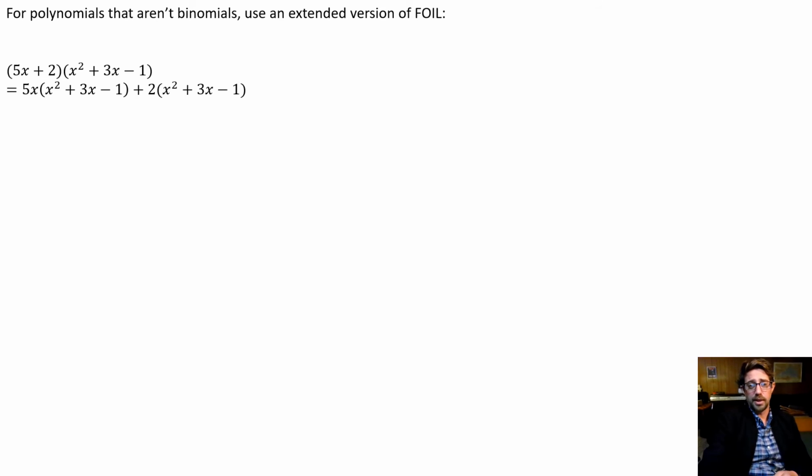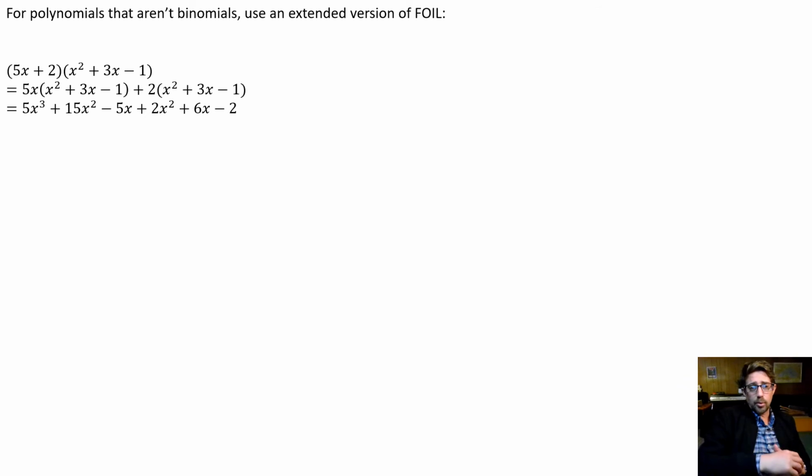Okay, so that's another way to write it. I do the 5x times the entire second thing, and I just use the distributive property. And then I do the 2 times the entire second thing, and just use the distributive property. Okay, and I sort of just skipped right to this. So 5x times x squared is 5x cubed. 5x times 3x is 15x squared. 5x times -1 is minus 5x. And then we have a plus 2x squared plus 6x minus 2. So you see what I mean? Now there's 1, 2, 3, 4, 5, 6 summands in this polynomial, 6 terms.